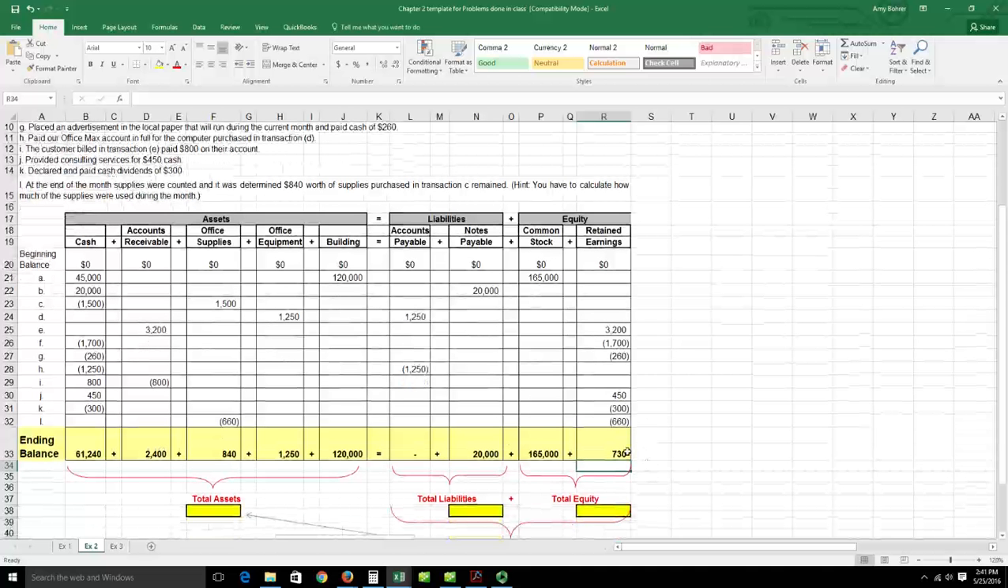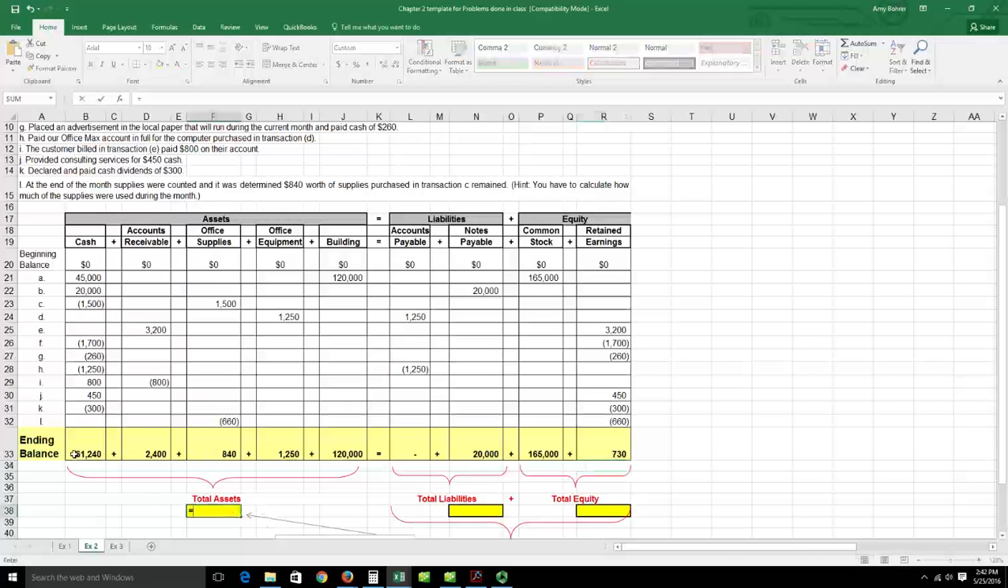And so I've got $730 there left over of earnings after I've paid out the dividends and paid all my expenses. And so at the end, when you're done, just add all this up and make sure that your accounting equation is still in balance. So if I add my cash and my accounts receivable, my office supplies, my office equipment, and my building together, I have total assets of $185,730.